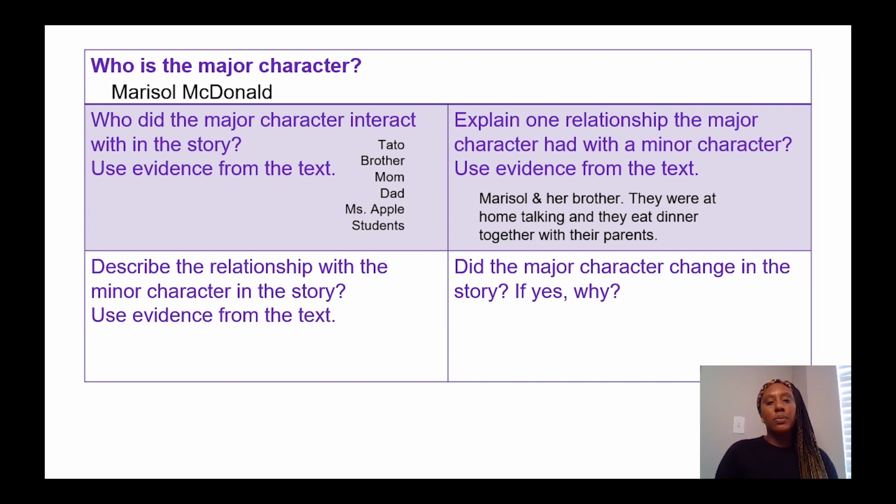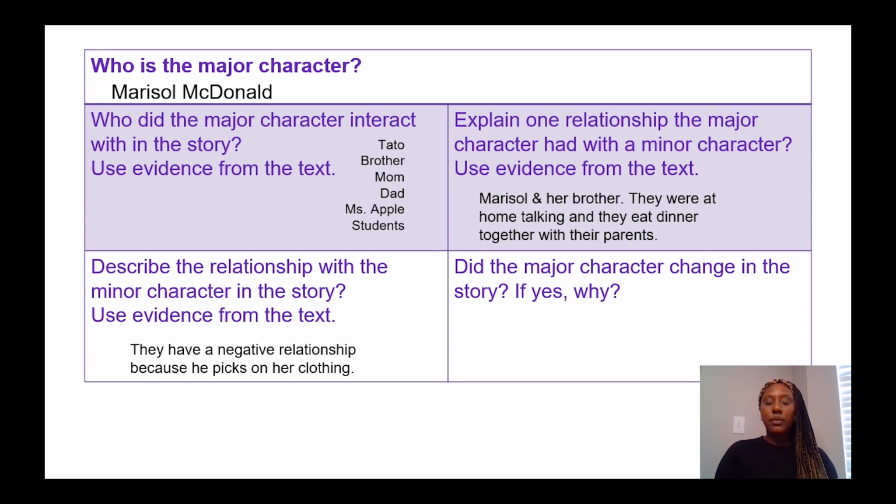So we can describe a relationship between a major character and a minor character as either positive or negative. They either have a positive relationship with each other or a negative relationship with each other. So since I'm thinking about Marisol and her brother, I'm going to say that they have a negative relationship because he's picking on Marisol. He's picking on her, he's laughing at her about her clothing and how she decides to match things together.